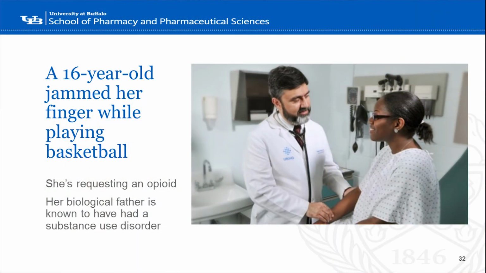So let's now look at some actual clinical cases that we've seen here at the University at Buffalo. Now, in some cases, the little details have been modified, but all of these are based on real patients. So a 16-year-old comes in because she's jammed her finger while playing basketball, and she's requesting an opioid. And in fact, she's requesting a certain type of opioid. She wants some Percs. It's noted in the chart that her biological father is known to have a substance use disorder. So what do we do here?